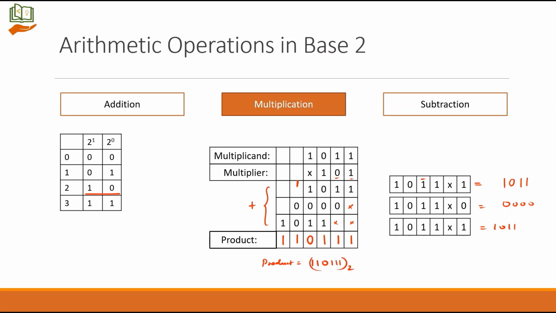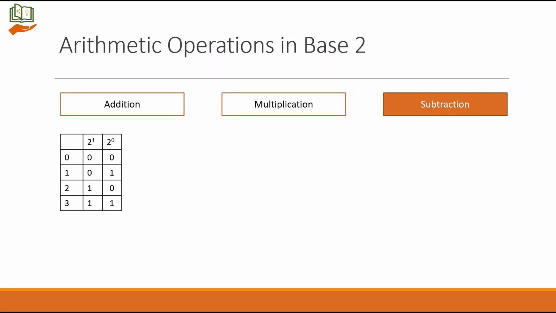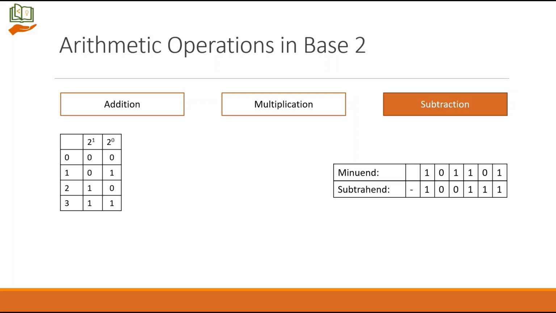So all these steps are similar to the decimal number system. The only thing is you make sure you don't use any number other than 0 and 1 to represent. The next operation is subtraction. The first number is called the minuend and the second number is called the subtrahend. So what is the difference?